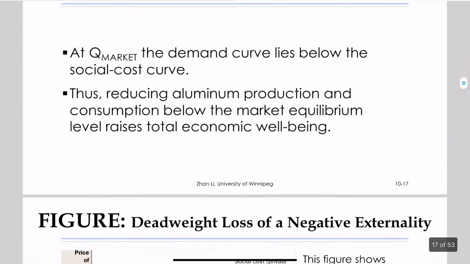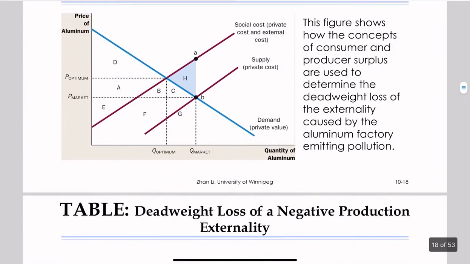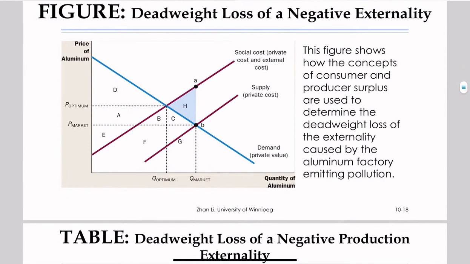And then we did some welfare analysis, and we found out there is deadweight loss when there is negative externality. And I also said the key for analyzing this negative externality case is that, when you're analyzing the consumer surplus and producer surplus, you should use this social cost as the supply curve. And basically, you could completely ignore this private cost supply curve.